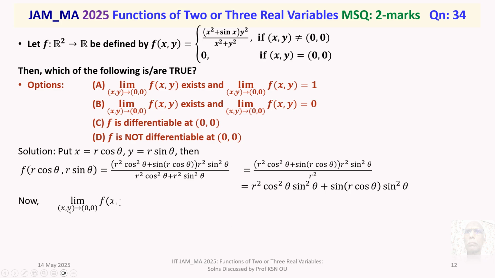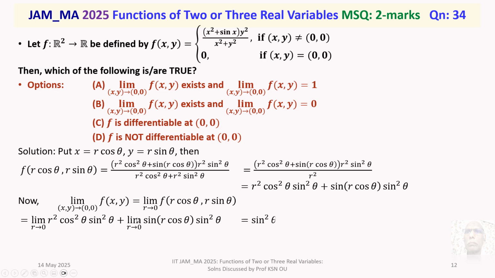Now limit x comma y tends to 0 comma 0 of f of x comma y is limit r tends to 0 of f of r cos theta, r sin theta. This is limit r tends to 0 of the first factor r square cos square theta sin square theta, plus limit r tends to 0 of the second factor, that is sin of r cos theta into sin square theta. Right. So now in this, cos square theta sin square theta will come out, with nothing to do with the limit. And in the second also sin square theta will come out.